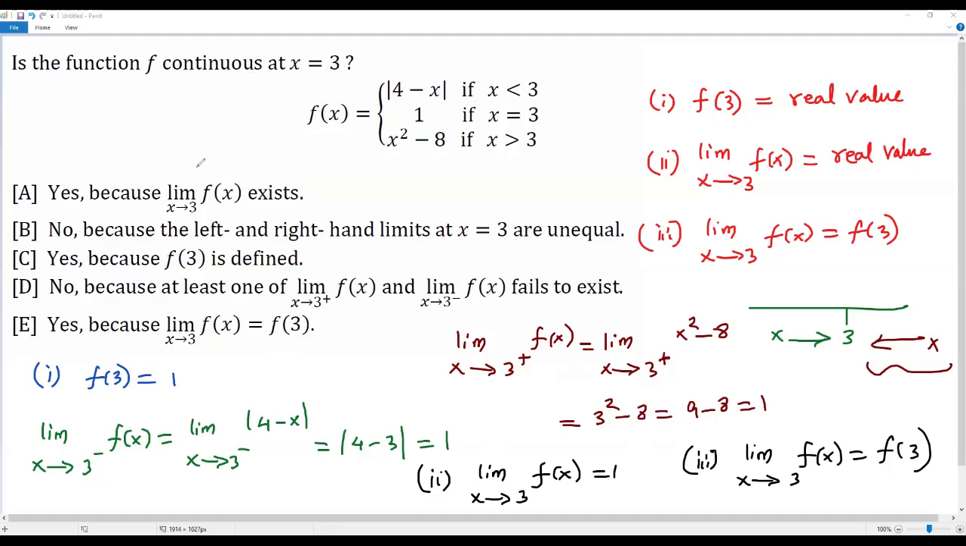So when I go over the given four options, the correct answer choice for this one is option E, because limit as x tends to 3 exists means the function is continuous at x equals 3, because the limit as x tends to 3 of f of x, the result of the second step, and f of 3, the result of the first step, are both equal.